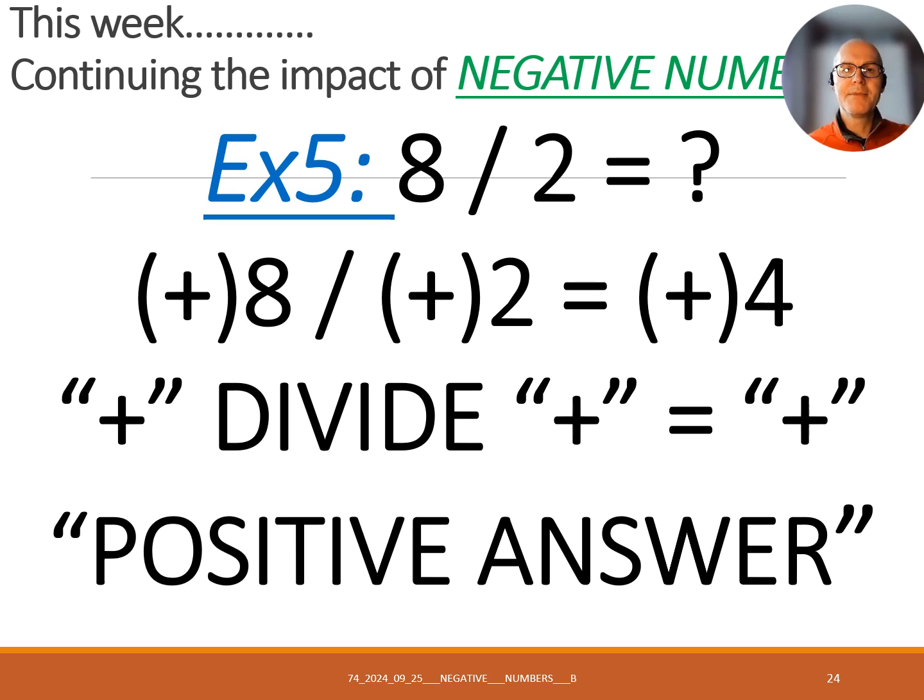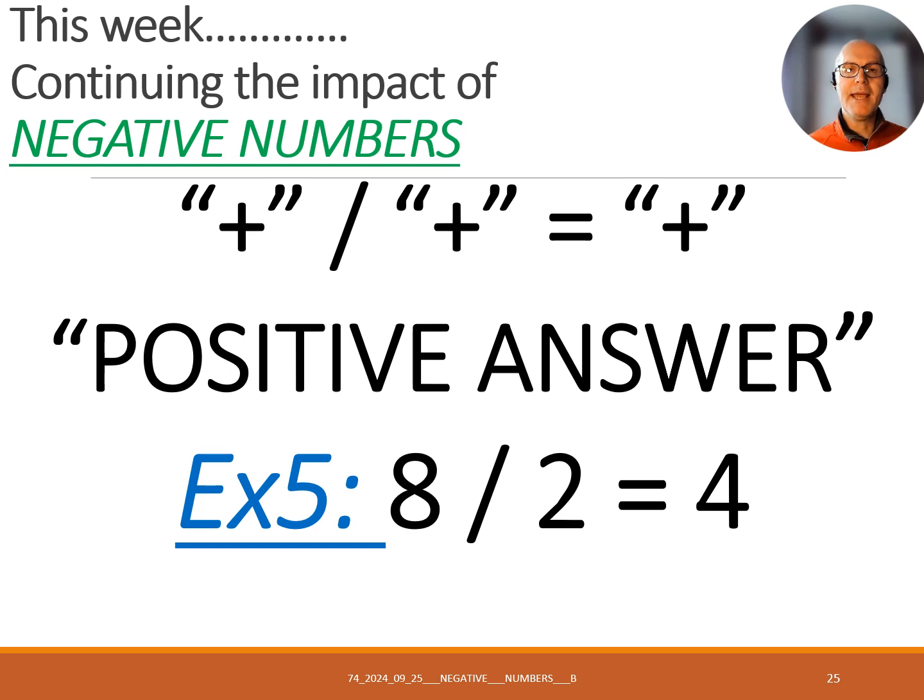Let's look at division. Rules are the same. Here we have a positive number divided by a positive number. Positive number divided by a positive number equals a positive answer. Any positive number divided by any positive number equals a positive answer. In this case, 8 divided by 2 equals 4. Positive 8 divided by positive 2 equals positive 4.